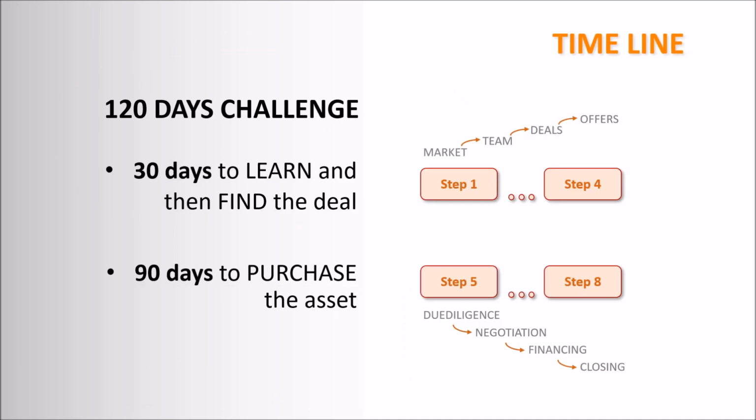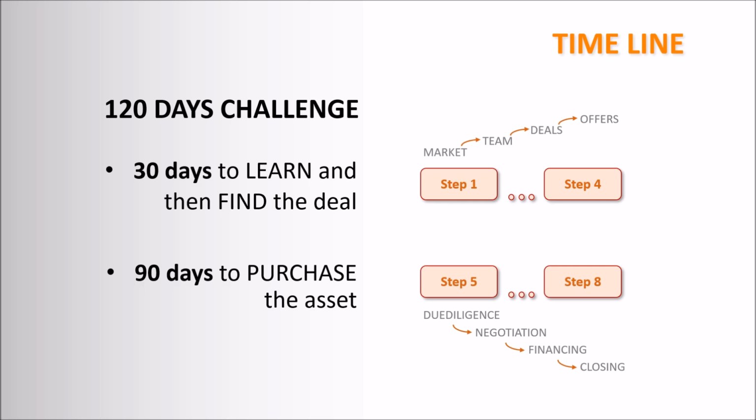And finally, the timeline. I call it the 120 days challenge. The entire program kind of has two major sections. Section 1, finding and evaluating what you will be purchasing, which is 30 days. And then actually purchasing the asset, another 90 days. During the first 30 days phase, you will learn how to find good deals. It's covered by steps 1 to 4. It ends up with having your offer or offers accepted by the sellers.